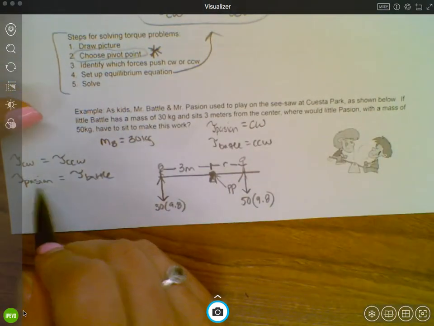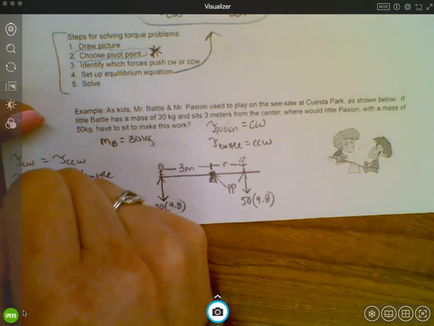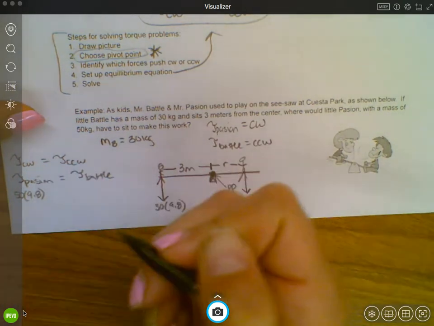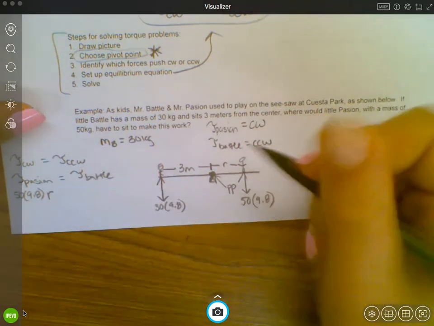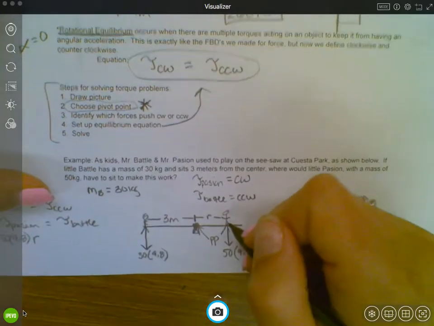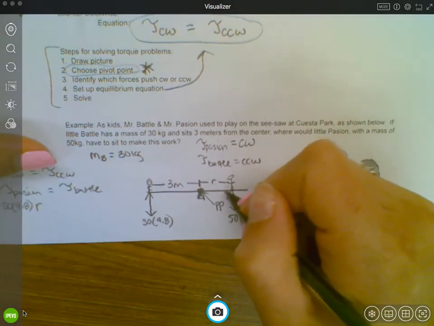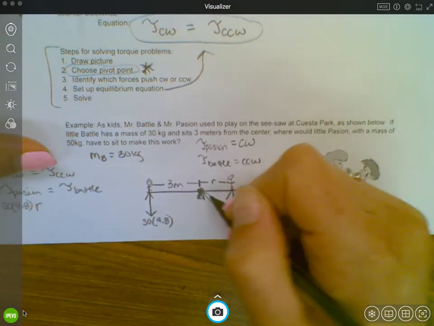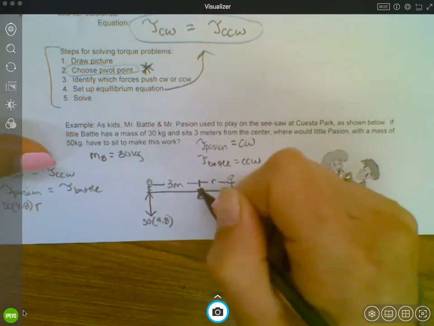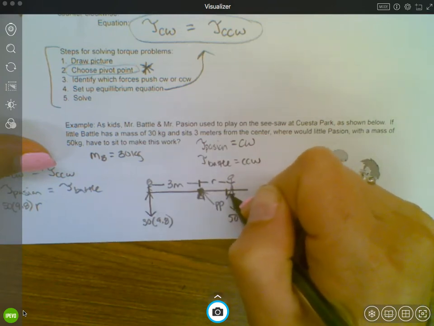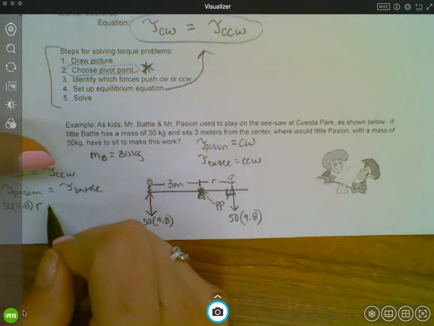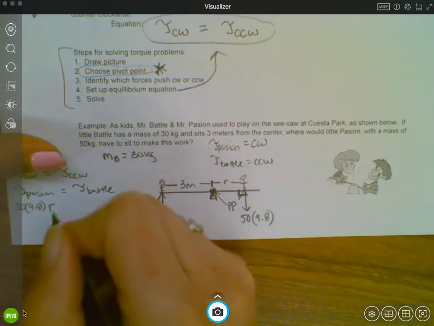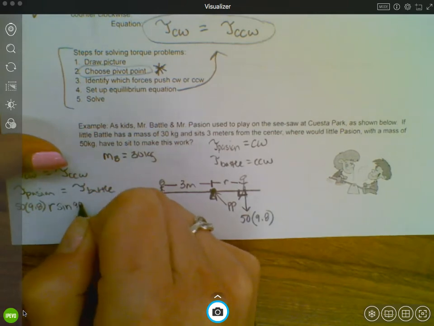So for Passion, we have F, which is 50 times 9.8. That's the force. His r is unknown. And because he's pushing down, the angle between the force and the moment arm, or the lever, or the seesaw, is 90 degrees. Okay, so sine of 90 is 1, so we don't even need to write it. But let's do it anyway, just so that we're clear here. Okay.